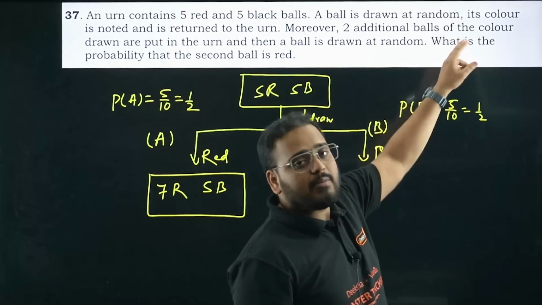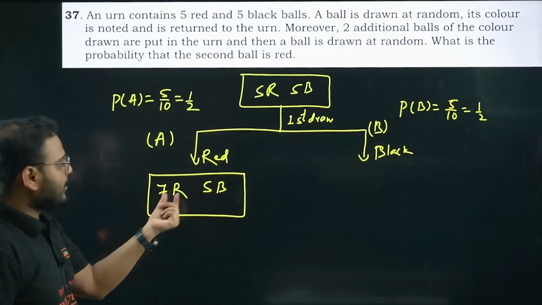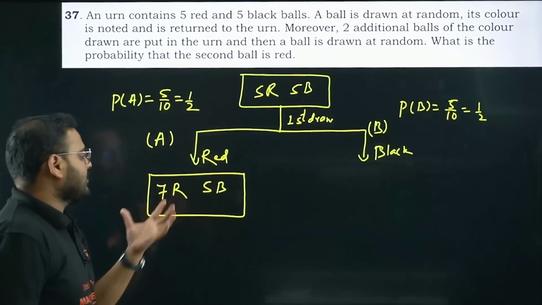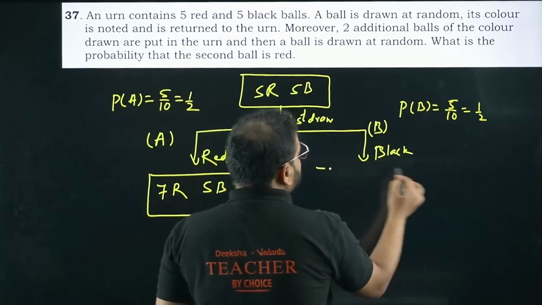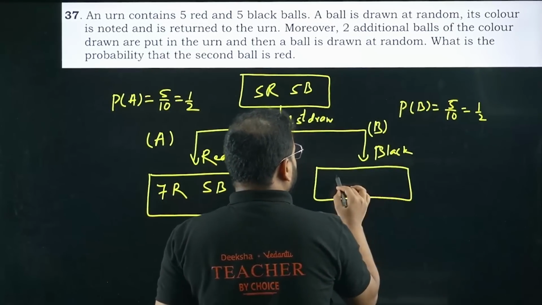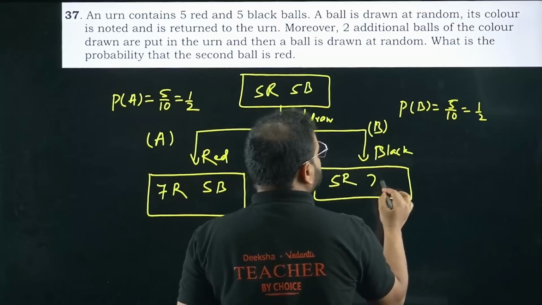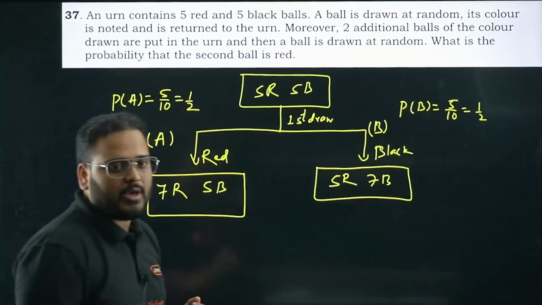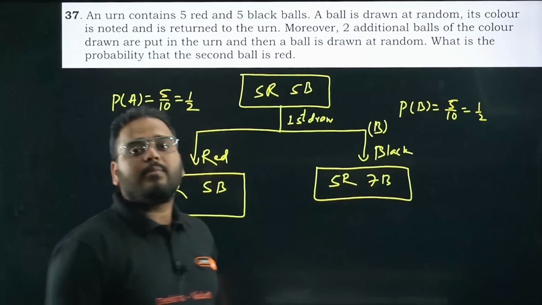2 additional balls of the same color are added, so red will become 2 more, 7R. In the other case, what will happen? It will change to 5R only, and black will become 7B. You'll have 7 black balls, whereas red will be 5 only.